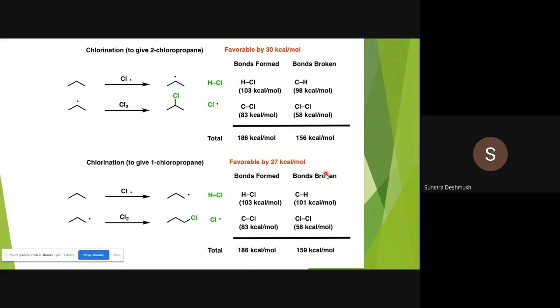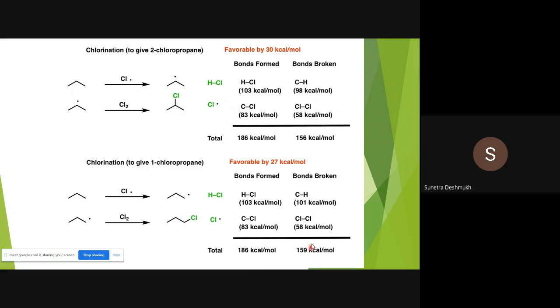And if you pay attention to the bonds that have been broken, the CH bond or the chlorine bond, in the case of the primary free radical the energy needed to break those bonds is higher than for the secondary free radical. So it's 159 kilocalorie per mole for the primary alkyl halide.